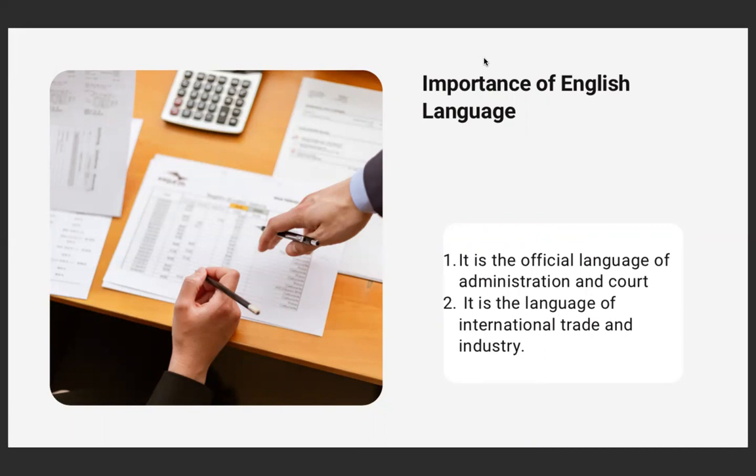And in the education system also, the English language is widely used. So we can say it's an opportunity. By learning the English language, we are increasing our opportunity to grow.